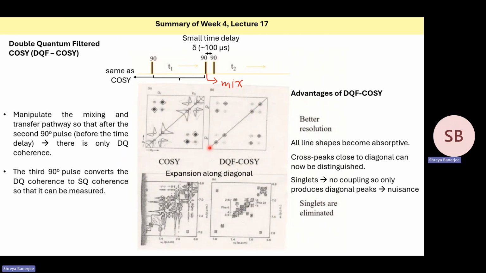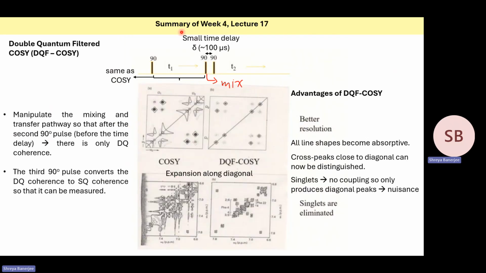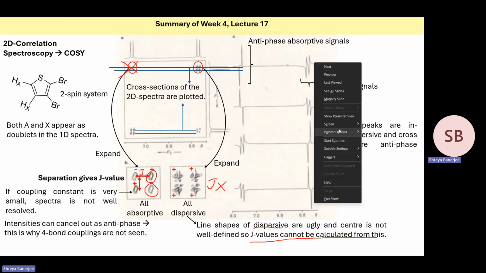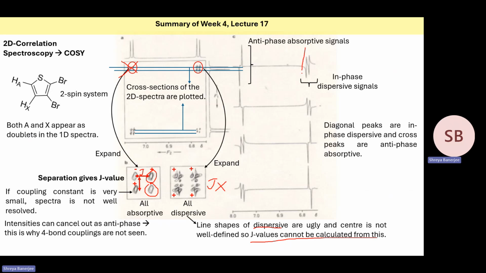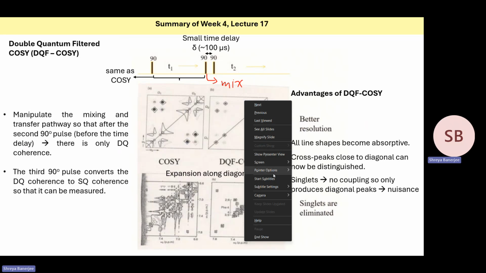How that is happening is that here the diagonal peaks were dispersive in nature, and dispersive line shape gives rise to very spread out signals. Basically, the pulse sequence of DQF COSY converts the dispersive line shape to absorptive. So this portion becomes absorptive, and because it becomes absorptive, it will give sharp signals like this. And so along the diagonal, the resolution becomes better.